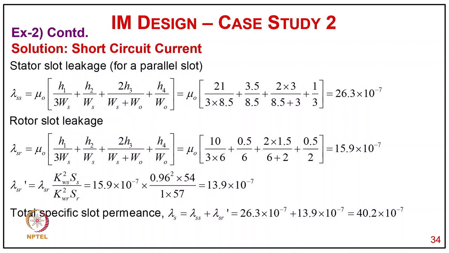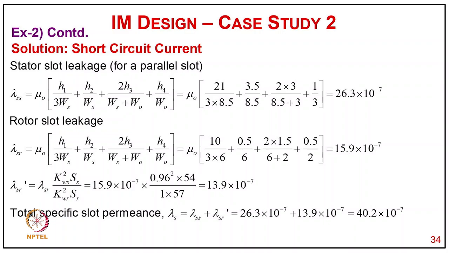Now coming to the calculation of stator and rotor parameters, typically the leakage reactances and resistances. So coming to that, we have to calculate slot leakage, typically the permeance of slot, so lambda SS equal to mu 0 in bracket H1 upon 3WS, 2 upon WS plus 2H3 upon WS plus W0 plus H4 upon WS, and keeping the value, it comes 26.3 into 10 power minus 3. And similarly for rotor slot leakage, the permeance, lambda SR equal to mu 0 with all the same dimensions, so it comes 15.9 into 10 power minus 7.